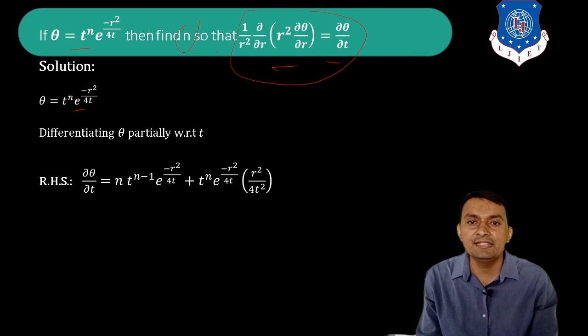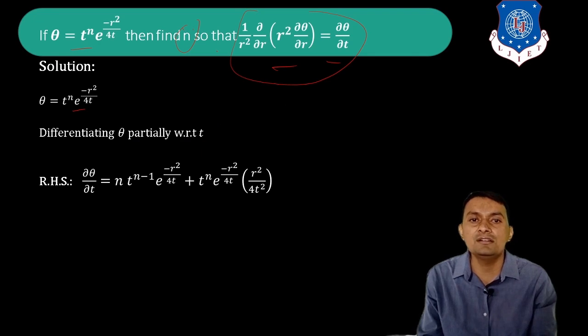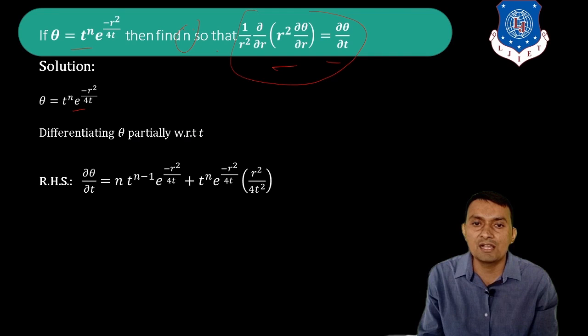So theta is equal to t raised to n into e raised to minus r square divided by 4t. So differentiating theta with respect to t, that is what we want. In that case, we will keep in mind that the remaining variable will be a constant. This function contains t, and this function also contains t, so the product rule applies. Exponential is there. I just do the derivative with respect to t of t raised to n. So n times t raised to n minus 1.